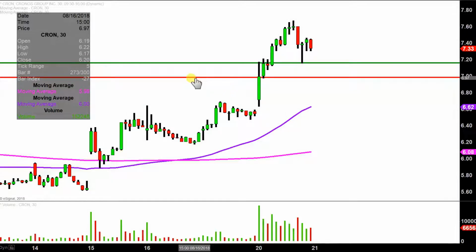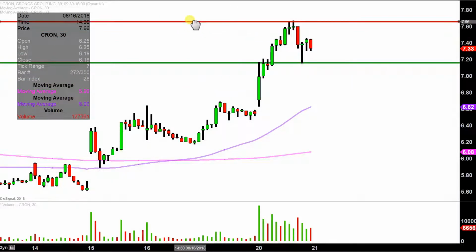As it stands right now, the party stopped today right up there around $7.65. So in my mind, $7.65 is kind of public enemy number one now going forward.